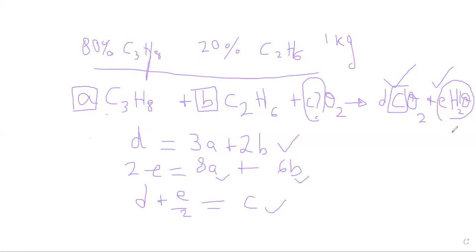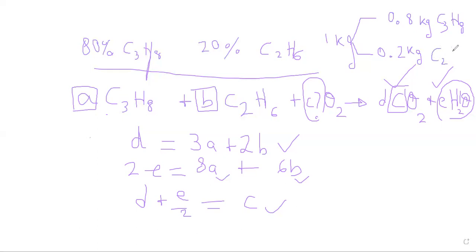All we have to do is decompose the 1 kilogram. We say in 1 kilogram we have 0.8 kilogram of C3H8 and we have 0.2 kilogram of C2H6. Okay, and now all we have to do is convert from kilogram to kilomole.